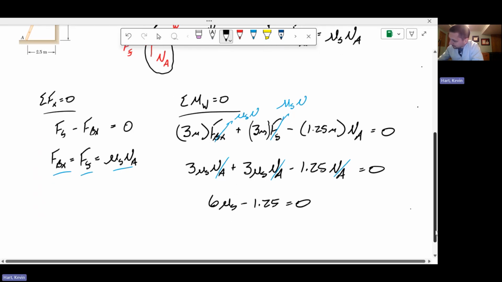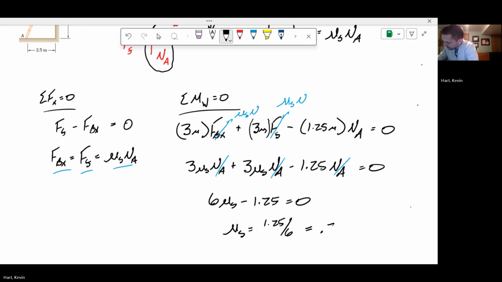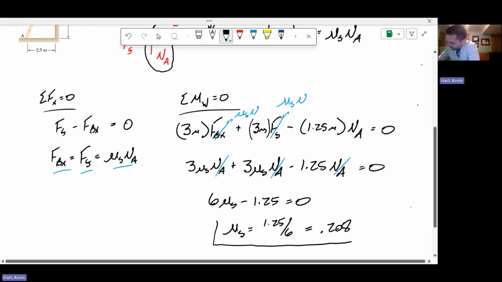A bit slick, but here mu sub s then must be 1.25 over 6, which in decimal form here is 0.208. And that's the value. That is the minimum value of mu sub s required to keep this ladder in equilibrium. That's the end of this problem.